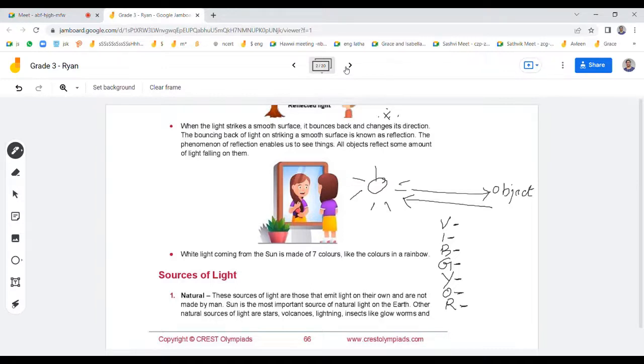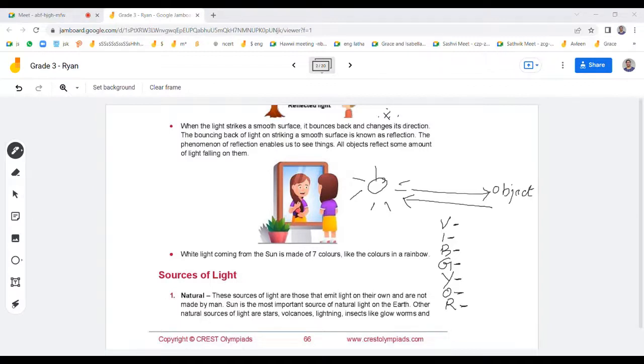The moon does not have its own light but reflects the light of the sun that falls upon it. So the natural source of light is the sun. Some other natural sources of light are given here: stars, lightning, volcanoes.